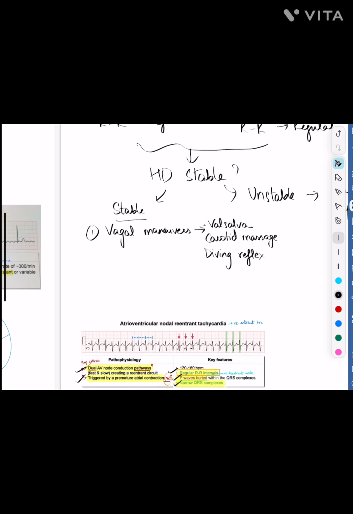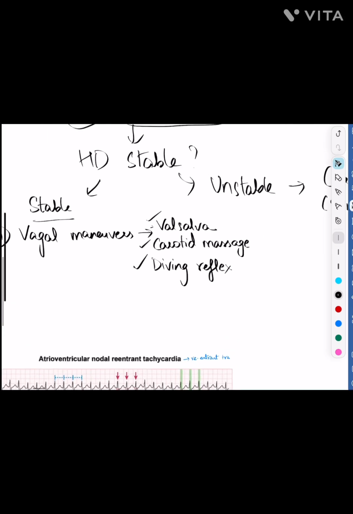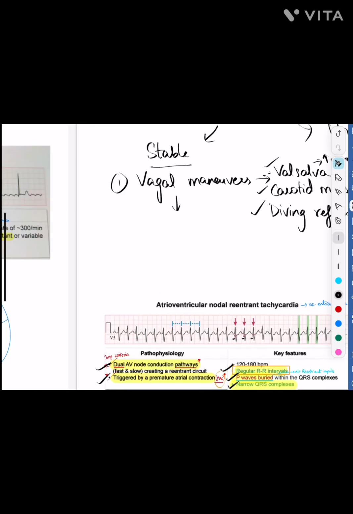So what are vagal maneuvers? One of them is Valsalva. What is Valsalva? Straining. Okay. Next comes carotid massage. Next is diving reflex. So these increase the parasympathetic tone, which decreases the AV conduction, AV node conduction. After vagal maneuvers, IV adenosine can be given. This is very important.